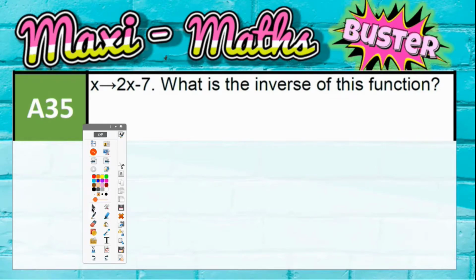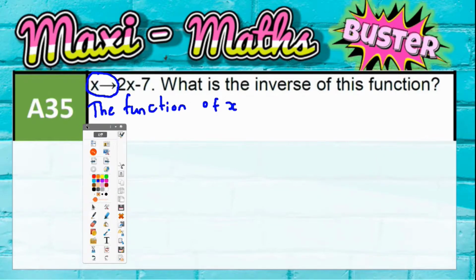Question 35. The function of x is 2x minus 7. What is the inverse of this function? So let's just talk about what this x and the arrow means. That is a posh way of saying the function of x.